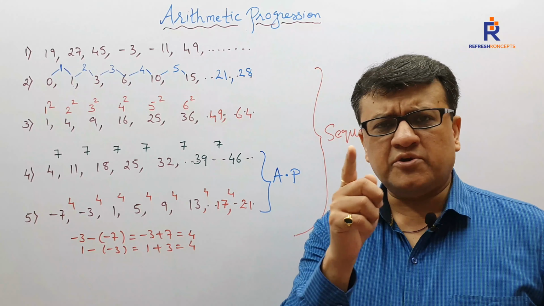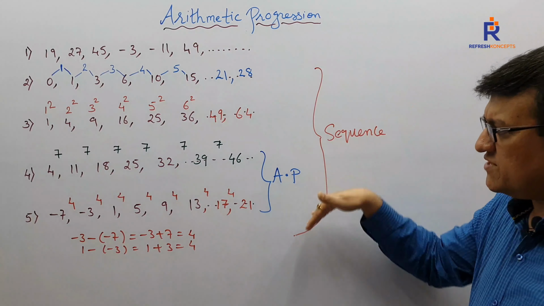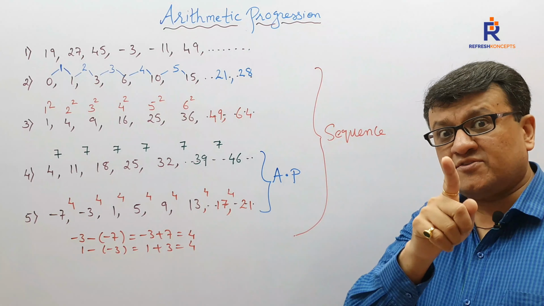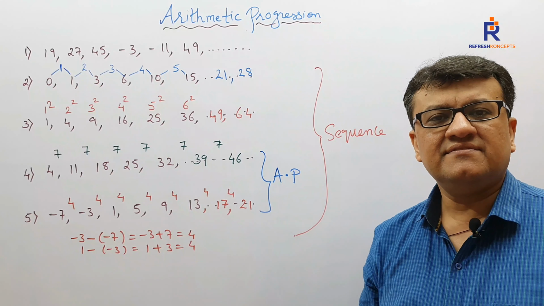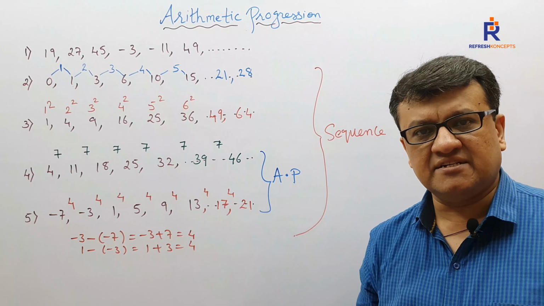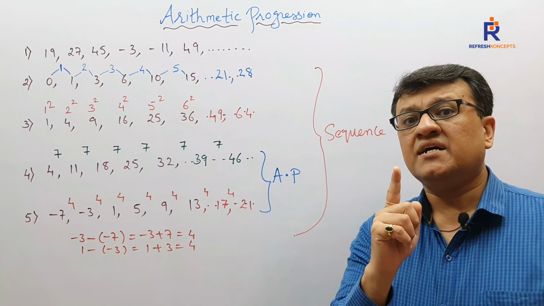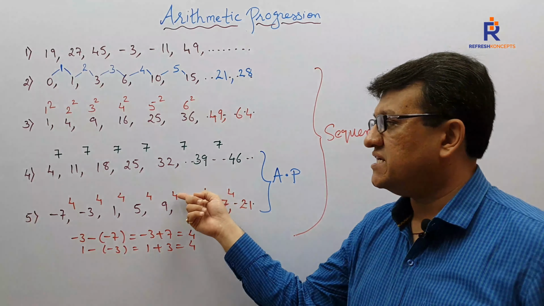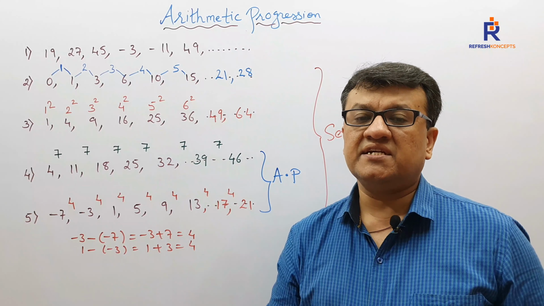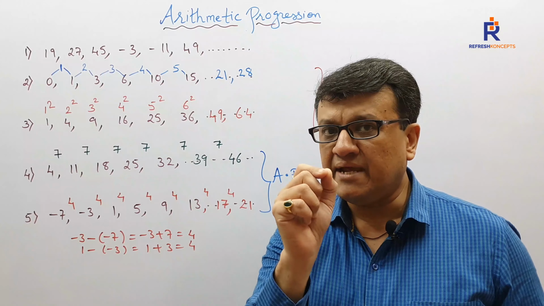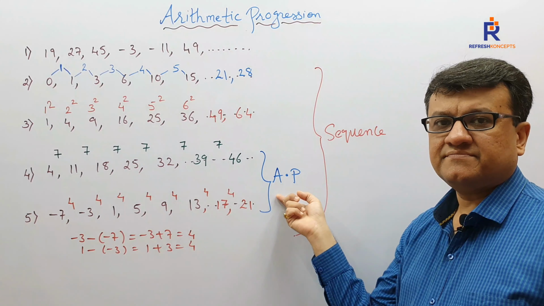So let's now define what is AP. AP is also a sequence. Within sequence only lies AP. So AP is a special type of sequence in which the difference between the consecutive terms happens to be constant. Within a sequence, when the difference between consecutive terms happens to be constant, the sequence is named by a different name, and that name is nothing but AP.